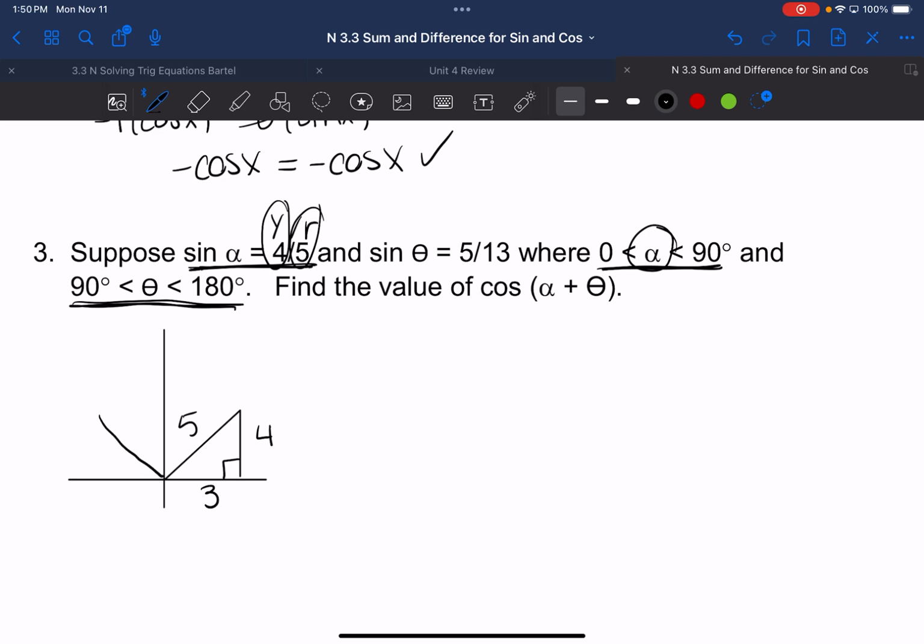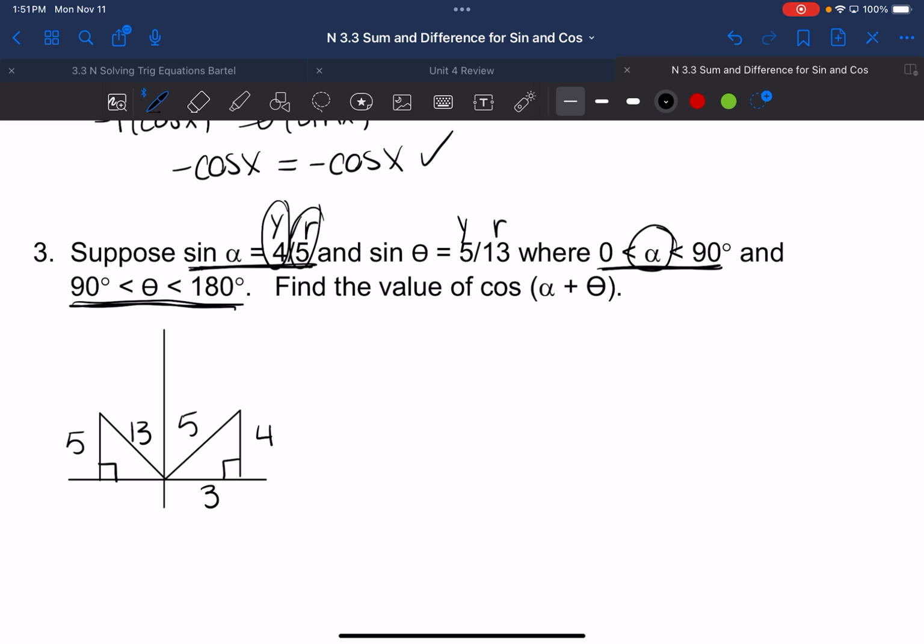Okay, now theta, it said, was in quadrant 2, right? Because it was between 90 and 180. So I've got this triangle over here where, again, it was sine. So this is still y and this is still r. So what's y? 5. And what's r? 13. So again, the only one we don't know is x, but you guys said just like last time, we can still find it, right? Yep.